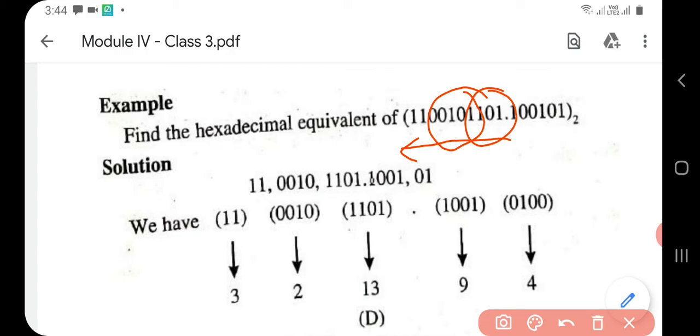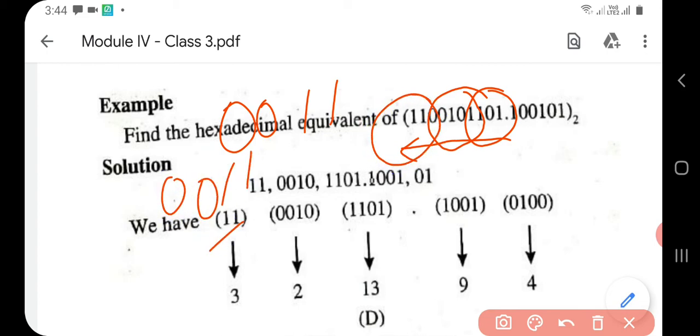So how will you make that 11 into a group of 4? You will add 2 zeros to the left. So you will get the last one as 0011. Here they have written only 11, but it is actually 0011.